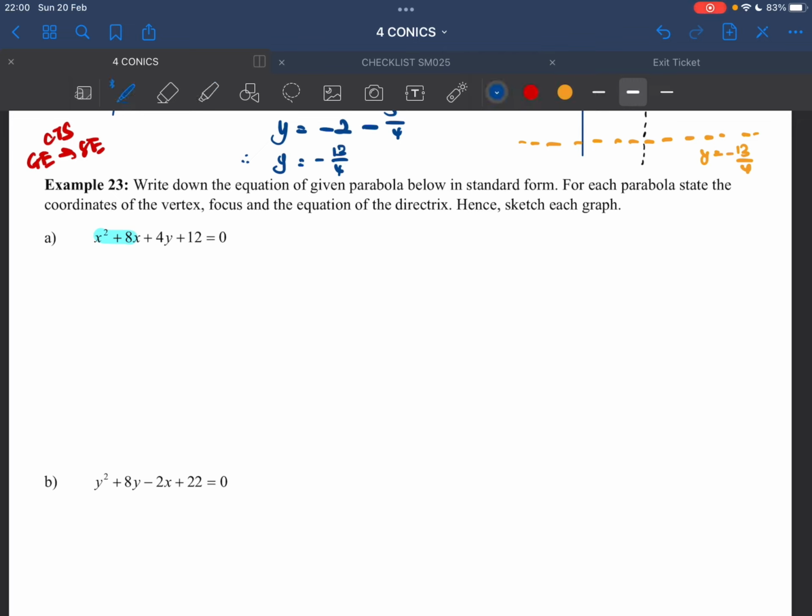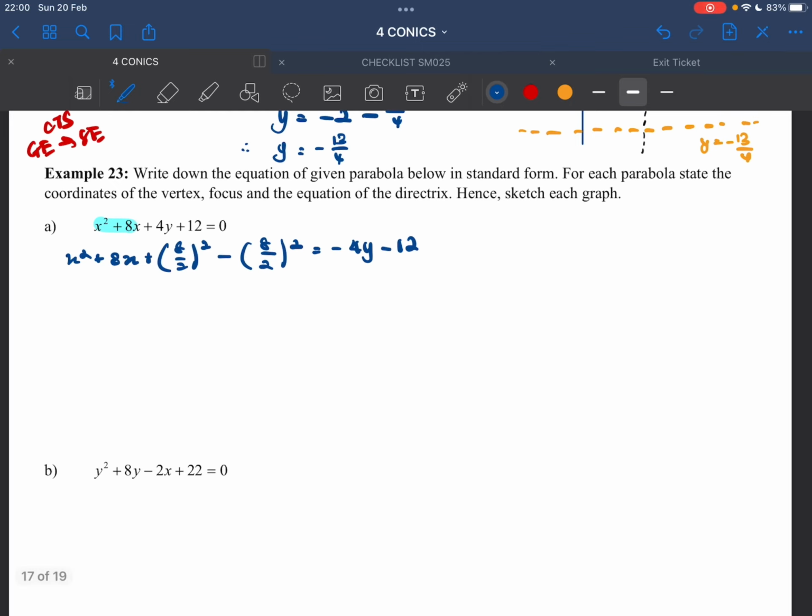So let's do that. We have x squared plus 8x plus b over 2, which is 8 over 2 squared, minus 8 over 2 squared, plus 4y plus 12 equals 0. Or you can just bring 4y and 12 to the other side, so it's easy for us: negative 4y minus 12. Now let's do the completing the square. Here is going to be x plus 4 squared. 8 over 2, 4 squared is 16. So we have minus 16 equals negative 4y minus 12.